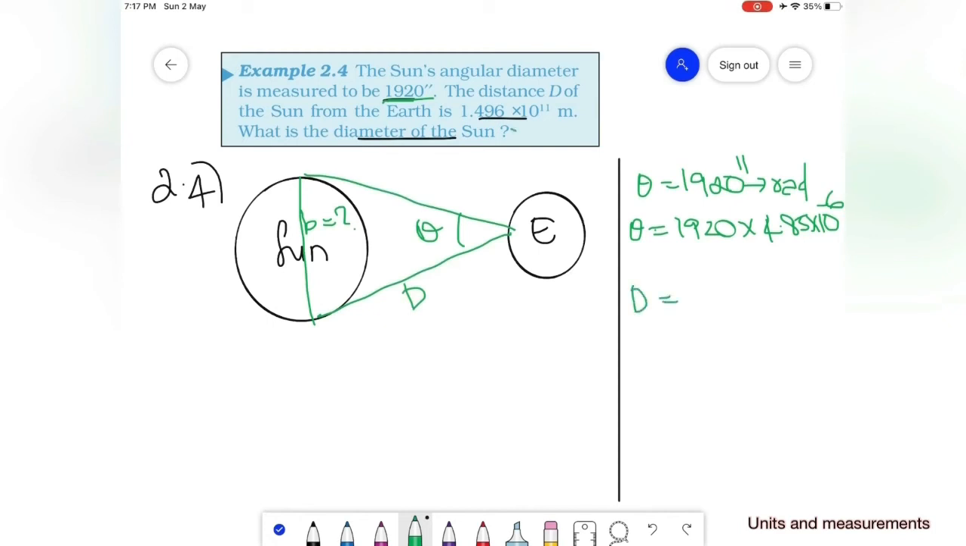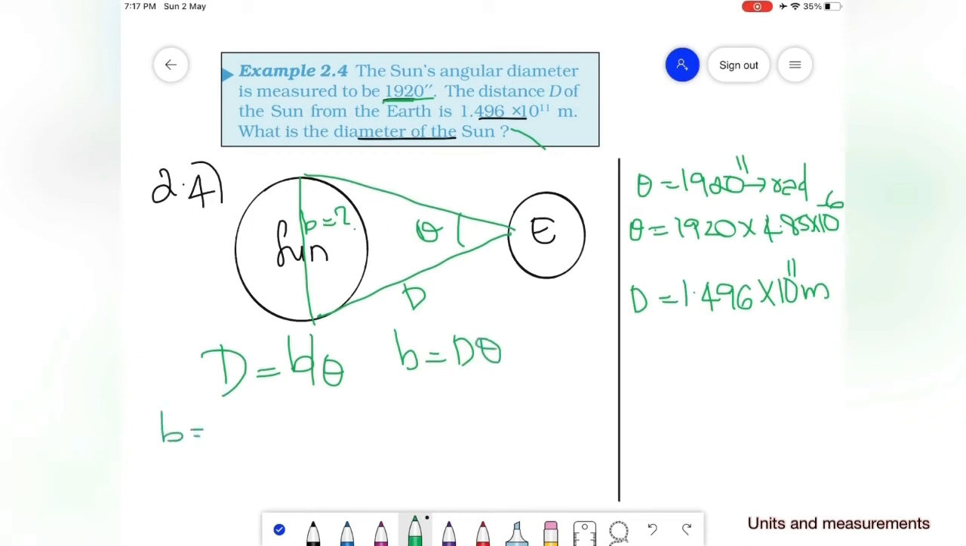Now what is the value of d? That is what you just found out. From the previous example we saw that using the parallax method, we can find the value. So what is d here? D is equal to b by theta. What do we need to find out here? B. So b is equal to d theta.